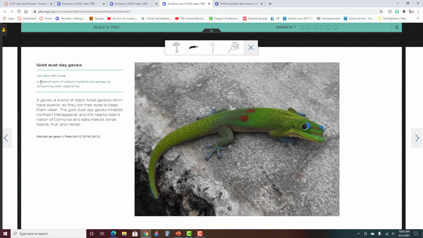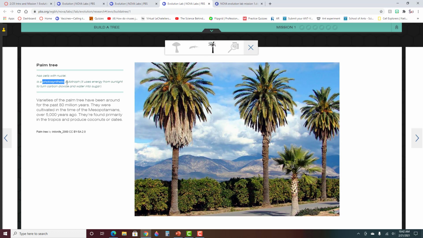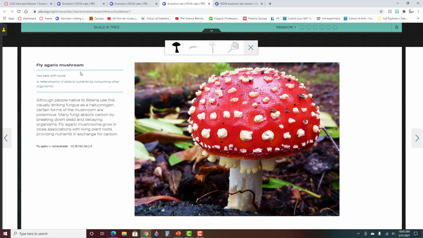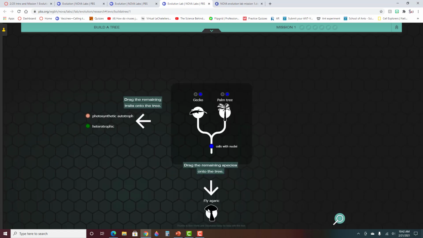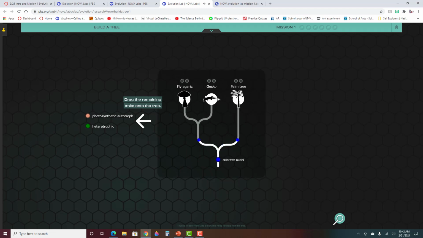So geckos are heterotrophs, meaning they eat organisms other than themselves. They don't do photosynthesis. The palm tree, though, is a photosynthetic autotroph, so it does photosynthesis. It doesn't eat. And then the mushroom is a heterotroph, so mushrooms eat other organisms. They don't make their own food. So I need to put the mushroom over here closest to the gecko because both of these organisms are heterotrophs. They both eat other organisms for food.